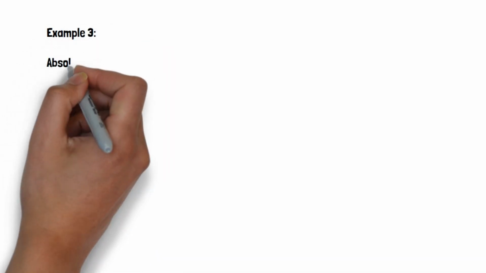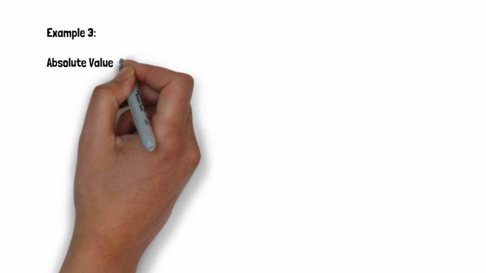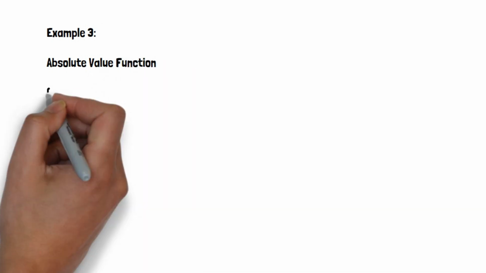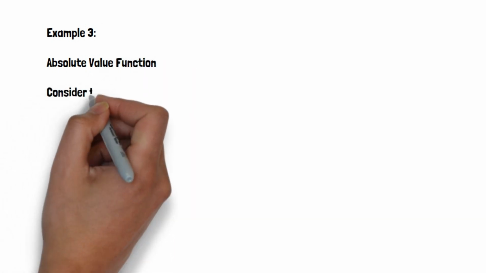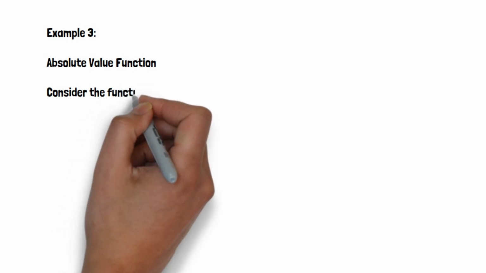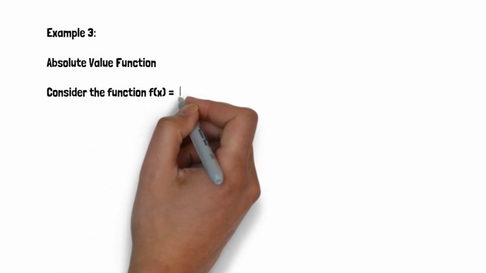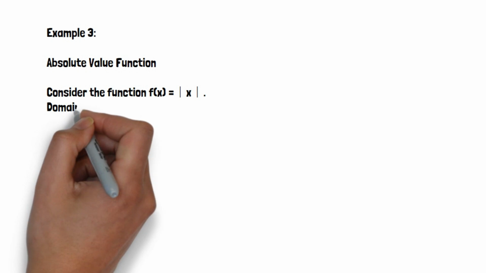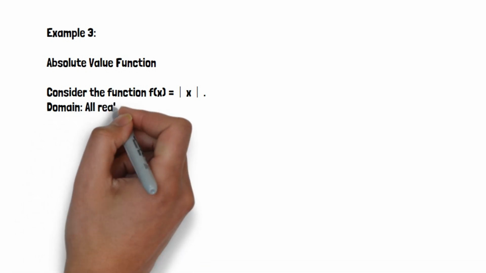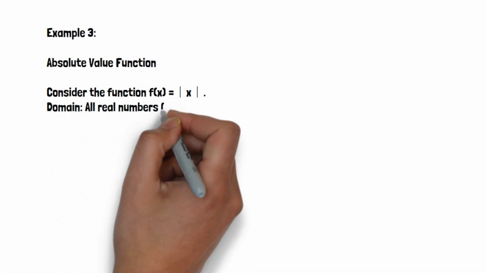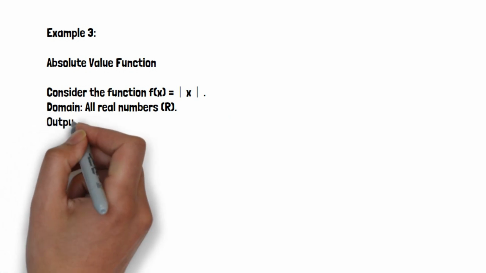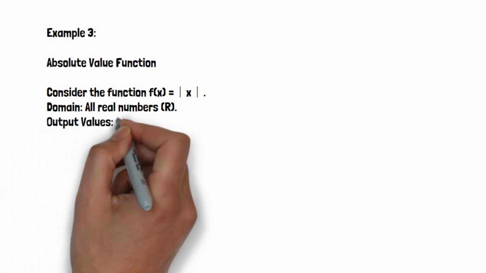Example number 3. Here I have considered the absolute value function. So consider the function f of x, which is equals to absolute x. So domain will be all real numbers, since we can write any number inside the absolute sign. But what will be the output value?